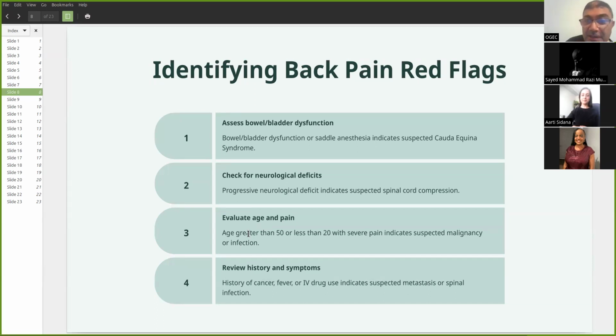Age also can be a red flag, in older people or in younger people. When there is severe back pain, we may suspect malignancy or infection. And in back pain, we have to review the history of cancer, fever, and IV drug use, because all of them can affect our diagnosis and management.